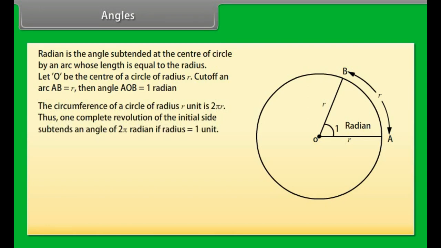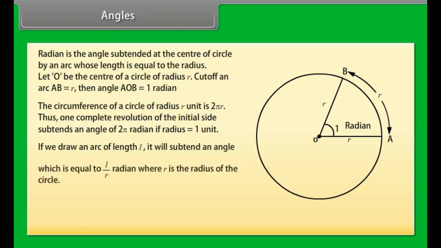Thus, one complete revolution of the initial side subtends an angle of 2 pi radians if the radius is equal to 1 unit. If we draw an arc of length L, it will subtend an angle equal to L by r radians, where r is the radius of the circle. And we can write it as L is equal to r theta.